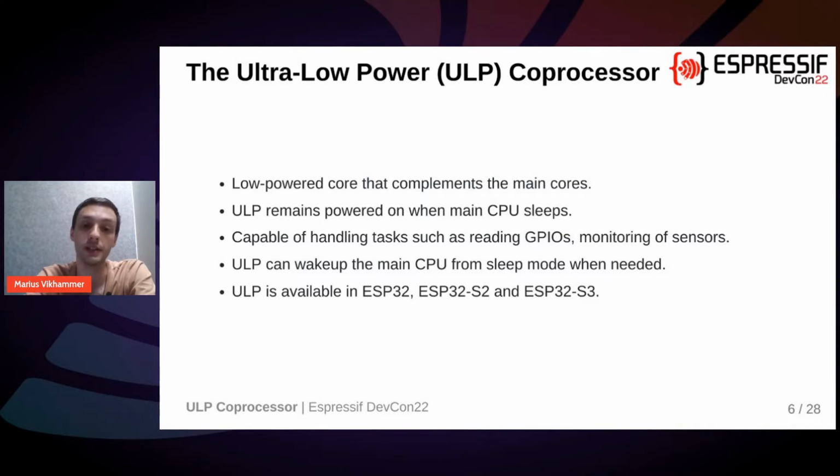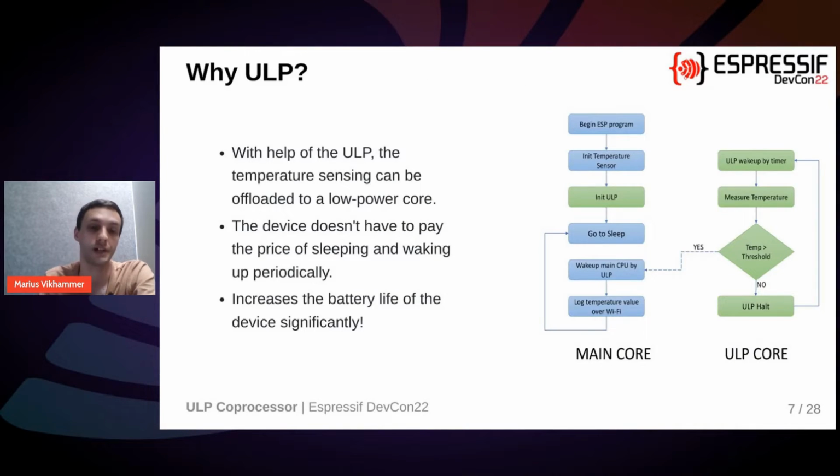And then if the ULP sees that the measurement is above a certain threshold, it can wake up the main CPU. And the main CPU can then do whatever it needs to do. Currently in our chips, the ULP is available on the ESP32, the S2, and the S3. So basically our Xtensa chips. So here, now we have modified this flowchart to work with the ULP instead.